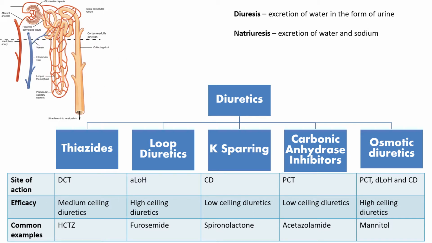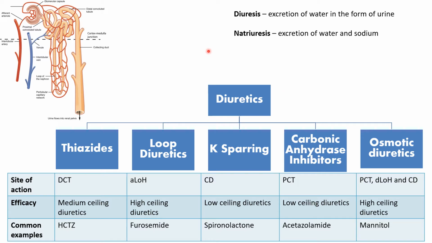We can also classify diuretics based on their efficacy. So how good are they at excreting water? Thiazide diuretics are medium ceiling diuretics. They're not the most powerful ones. The most potent diuretics are loop diuretics, and osmotic diuretics as well. And then the low ceiling diuretics are the potassium sparing diuretics and the carbonic anhydrase inhibitors.